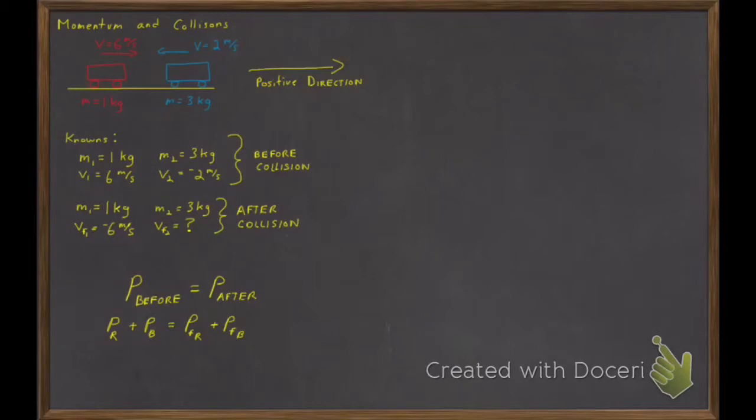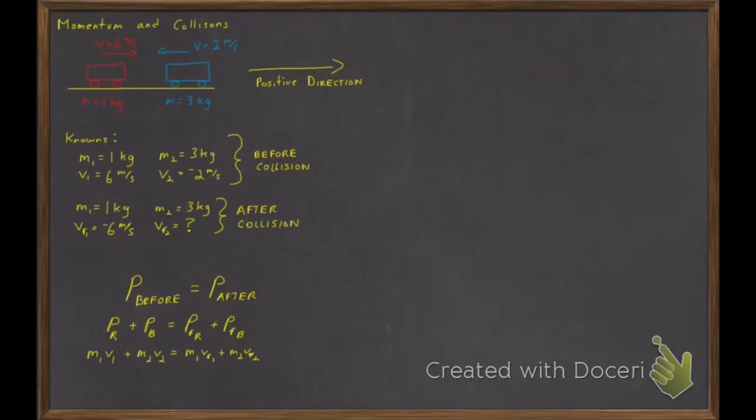And we can think of the equal sign as the collision. So what is the momentum of the red cart before the collision? Well, it's M1 times V1 plus what's the momentum of the blue cart? M2 V2 equal to the final momentum, which is M1 VF1 plus M2 VF2. I'm sorry.